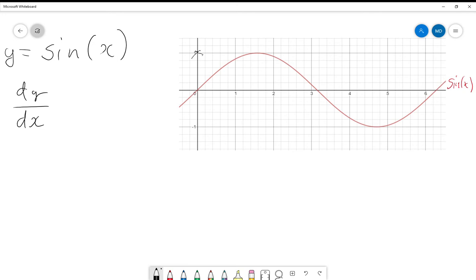Notice here at a half pi, we have a gradient of 0. Notice at pi, it's an exact reflection of the origin, and so it's going to be -1. At 1.5 pi, or 3 pi over 2, we get to 0 again. And at 2 pi, we end up with +1 again, because everything repeats.